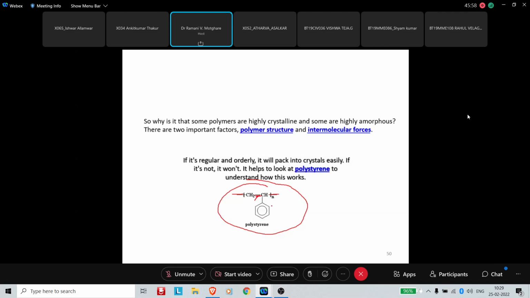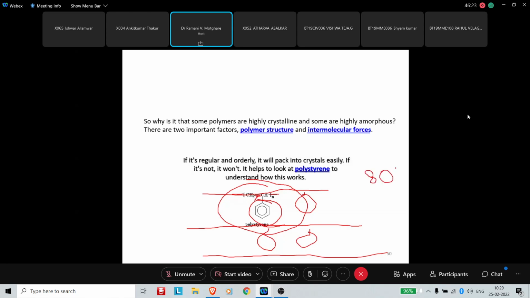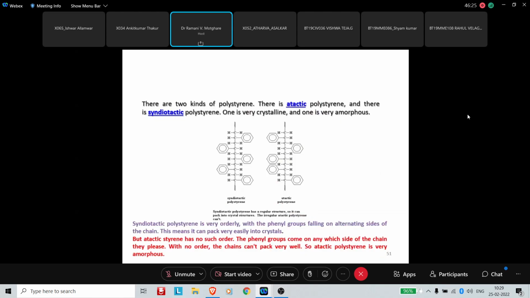So rather, a bulky group like a phenyl ring will keep the molecules apart. Like you can imagine, if the second layer is here, the third layer will be here. Every time this is the chain and this is your bulky part, right? So this keeps it away, and that is why the fusion temperature of polystyrene is somewhere around 80 degrees centigrade. So that is regarding polystyrene.